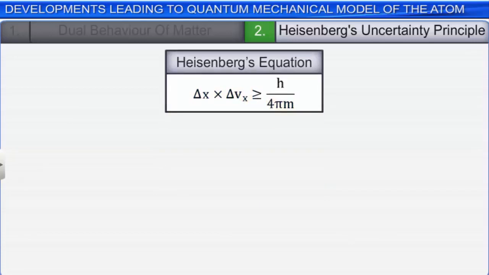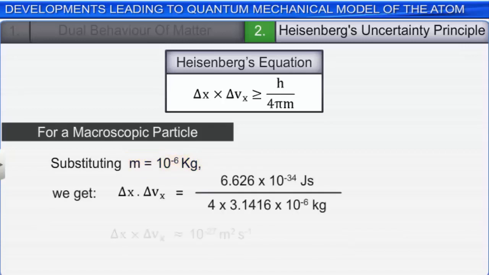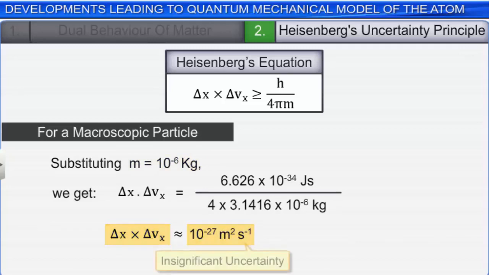For example, if the uncertainty principle is applied to a macroscopic object, an object weighing a milligram, 10 to the power minus 6 kg, the value of the product of delta V and delta X is extremely small. Therefore, the associated uncertainty is also insignificant.